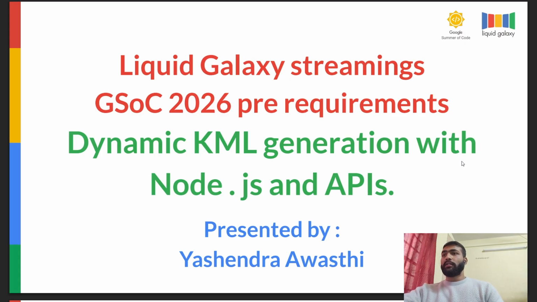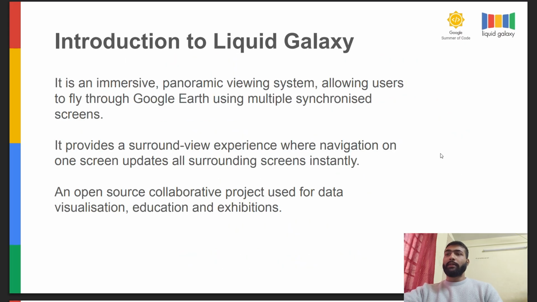Moving on to the first topic, which is the introduction to Liquid Galaxy. Liquid Galaxy is an immersive panoramic viewing system which allows users to fly through Google Earth using multiple synchronized screens. It offers a 360 surround experience that one can control using only one system. So it provides navigation across all screens using only a single screen. It is an open source project which is also collaborative and used for data visualization, education and exhibitions.